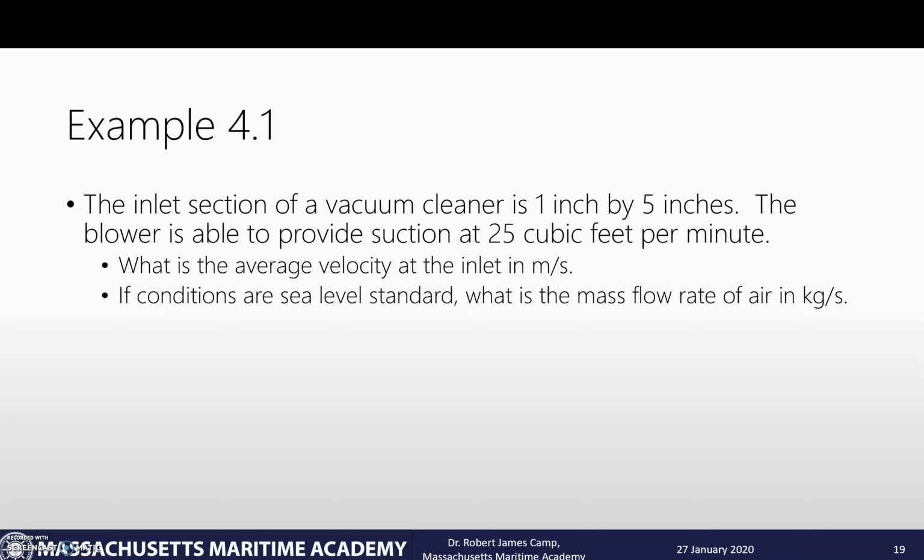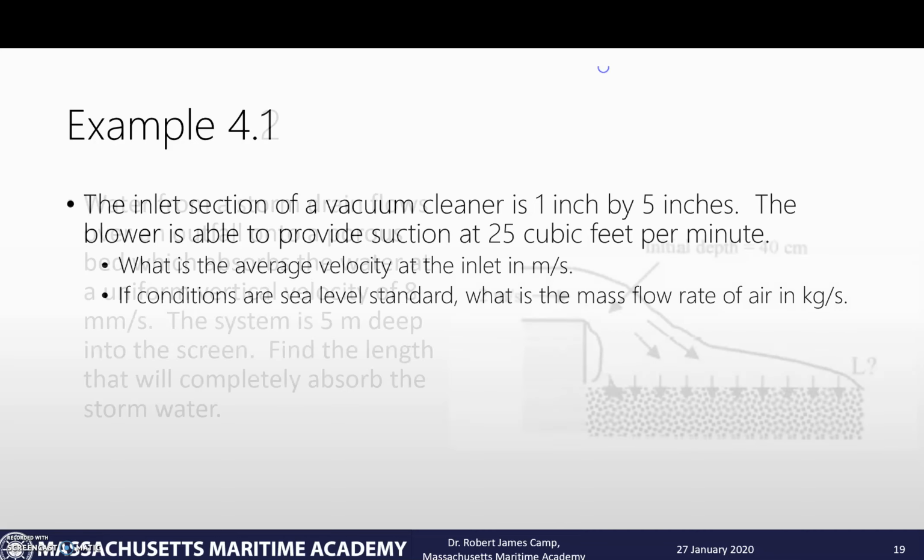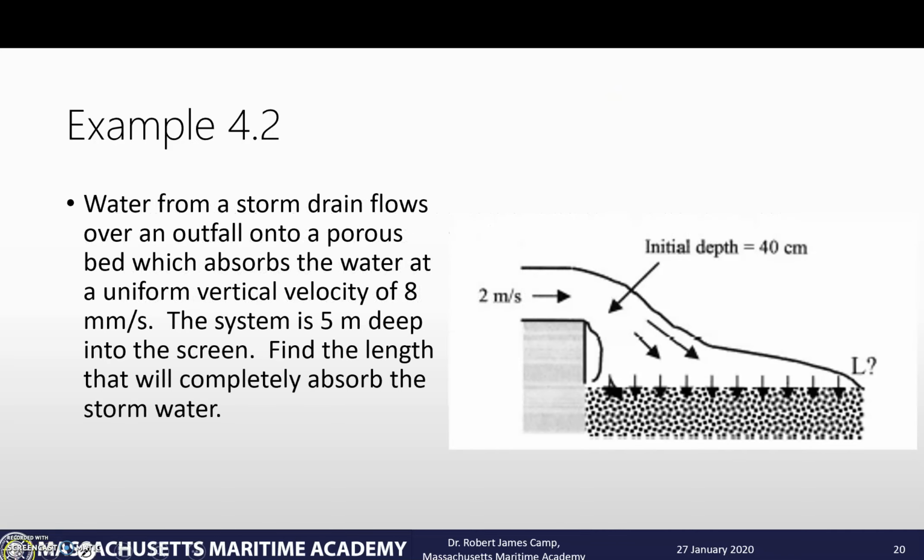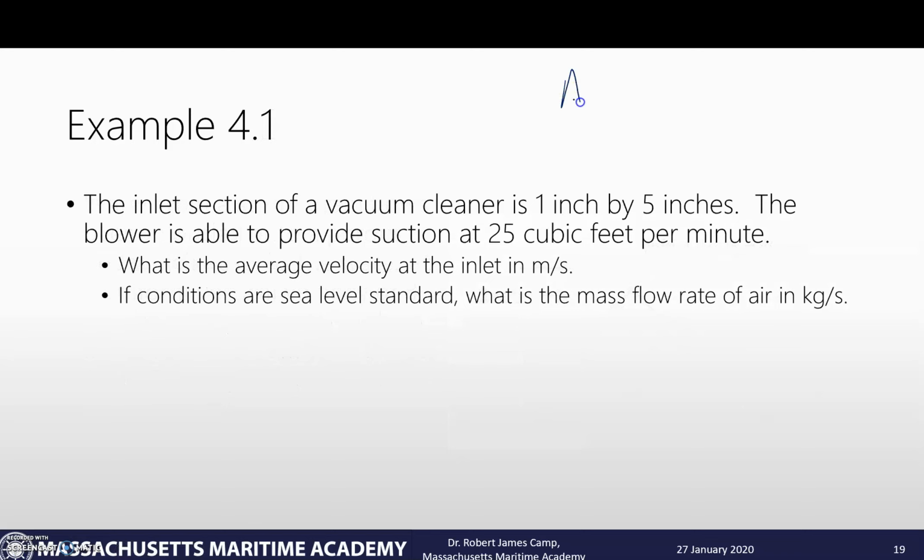So let's take a look at this. What we have is an area. My area is 1 inch by 5 inches, which is 5 square inches. And I'm able to provide suction at 25 cubic feet per minute. That is a volume per time, so that's going to be Q. That's my volumetric flow rate, 25 cubic feet per minute.